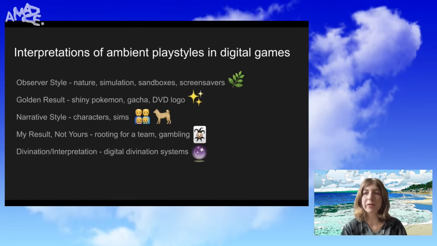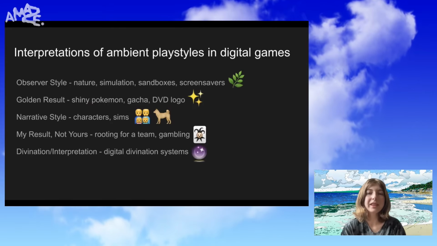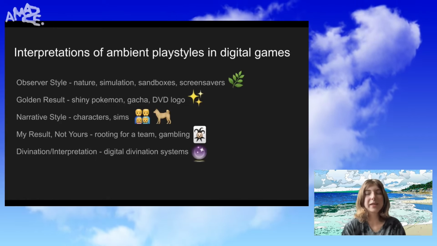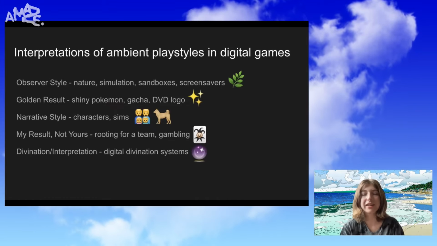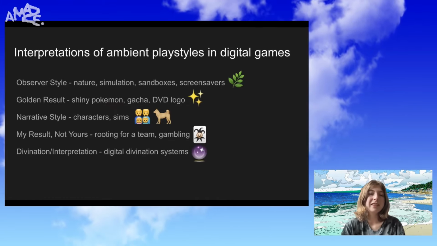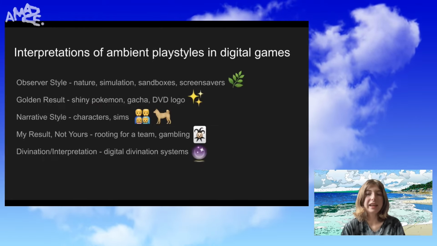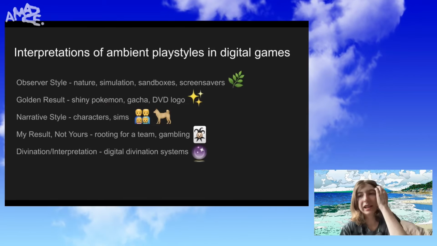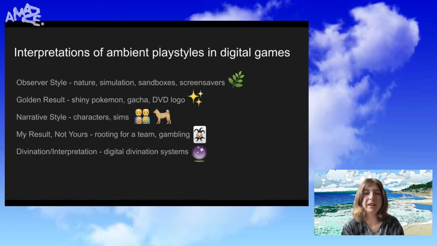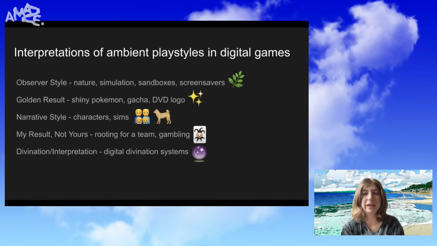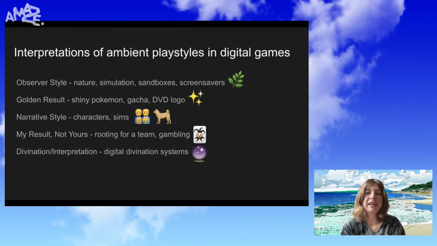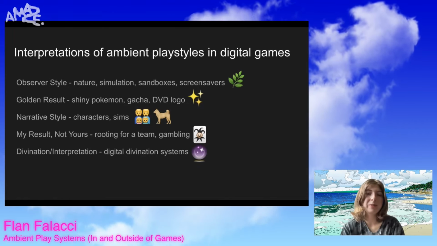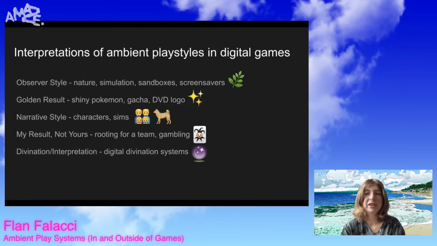People have made a lot of interesting plant growth simulations. The golden result, so gacha, where you have that one character you want to pull, the DVD menu logo, shiny Pokemon. They can only be shiny or not shiny, and you just want to get the shiny one. The narrative style, you see this a lot with AI character simulations, with The Sims, with pet sims, with the game Tomodachi Life that I'll talk about in a little bit, but anywhere where you have a setting with characters and their behavior is going to be somewhat randomized, and then you create a story out of that. My result, not yours: gambling, rooting for a sports team against another sports team. And then divination and interpretation.